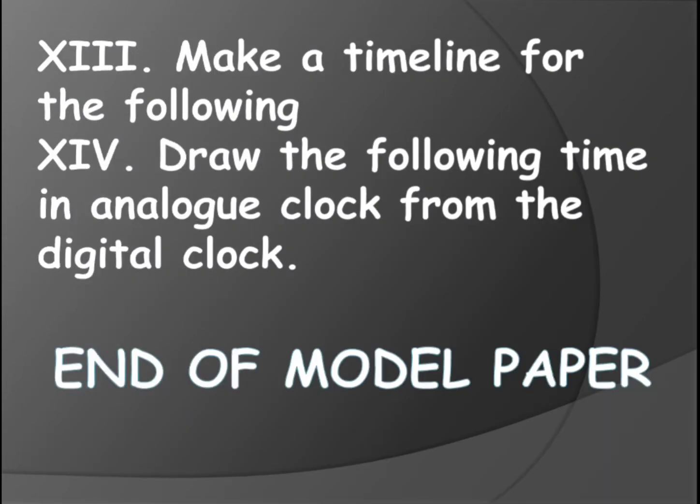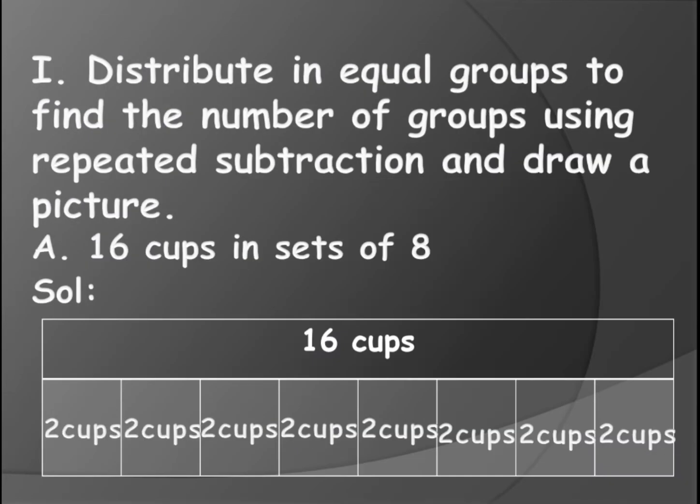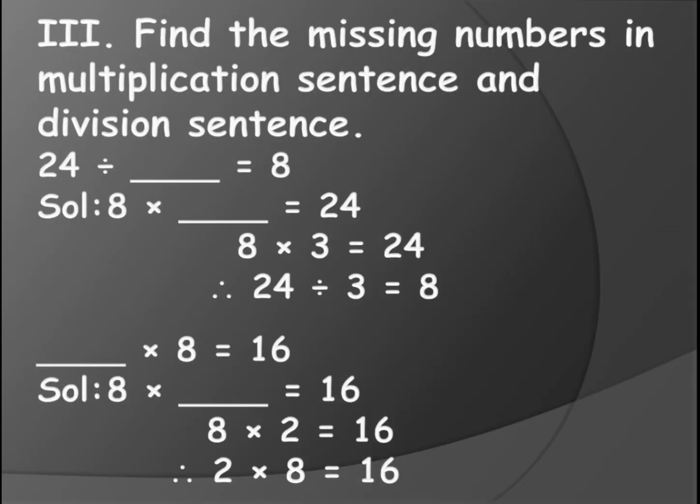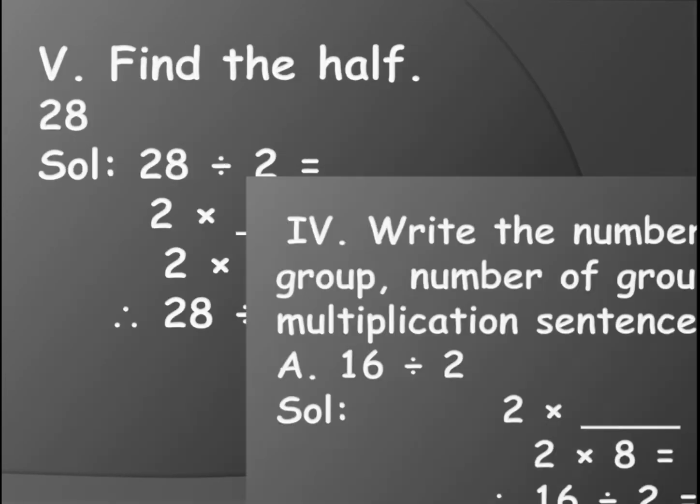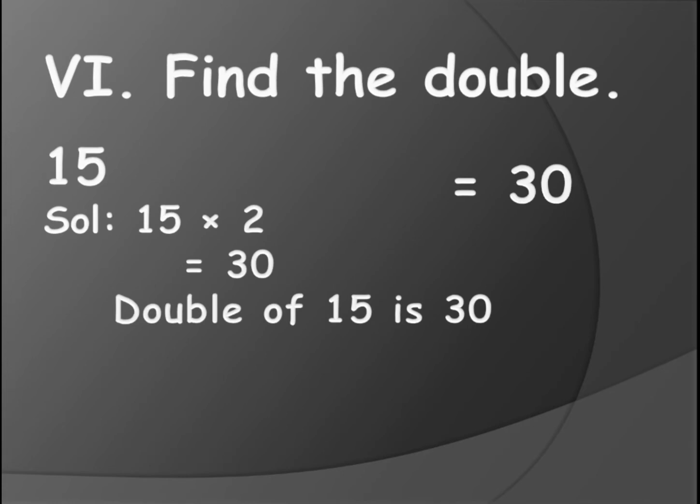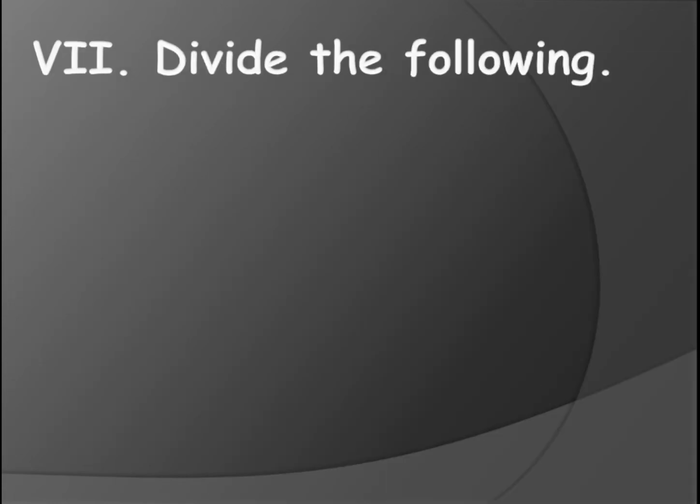Okay, so let's start. So here is your first bit, second bit, third bit, fourth bit, fifth, and sixth. Till here we finished. Now divide the following. Okay, so let's take an example. 84 divided by 7. So 7 is your divisor. 84 is your dividend. Isn't it, children?